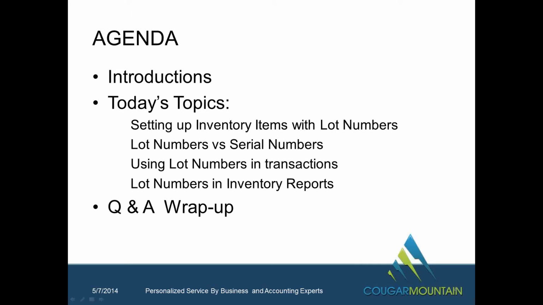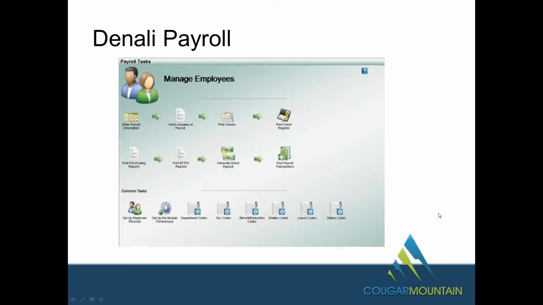Today's topics, we're going to be going over how to set up inventory items with lot numbers, to basically use the lot numbers for the items. We're going to talk about the differences between lot numbers and serial numbers. There's two different types of tracking there in inventory. We have lot number tracking and serial number tracking. Then we'll go over how lot numbers are actually used in the transactions as you enter transactions and post them through. And then we'll wrap it up with the way the lot numbers appear in the different inventory reports, and to help track the items with the different lot numbers. So with that, we'll go ahead and get started here.